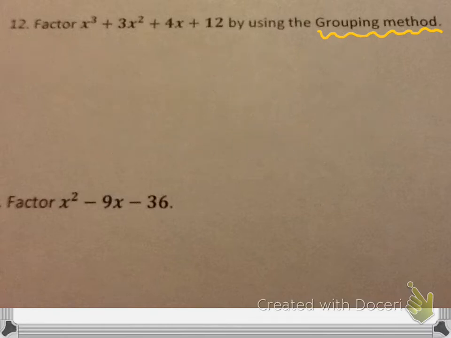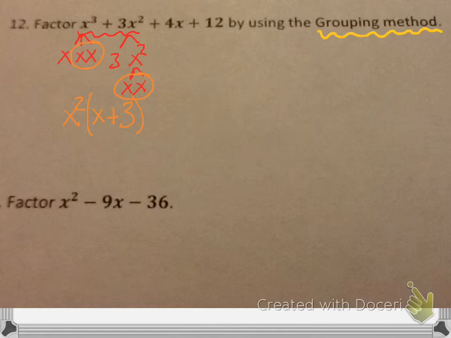Alright, so first we want to group our first 2 terms, and we want to factor them completely. So we have x cubed is 3 x's, and 3x squared is a 3 and 2 x's. Once we have them factored completely, we can circle what they have in common, and just like when we're greatest common factoring, we want to write what they have in common on the outside of our parentheses and what's left on the inside. So x cubed plus 3x squared becomes x squared times x plus 3.